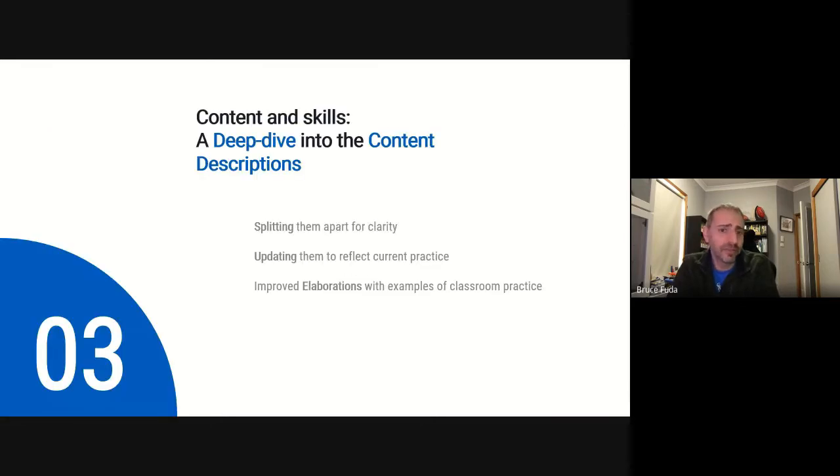So we're going to dive into the content descriptions again. As before, we're going to have a look at how they've been split apart, how they've been updated, and have a look at some elaborations.